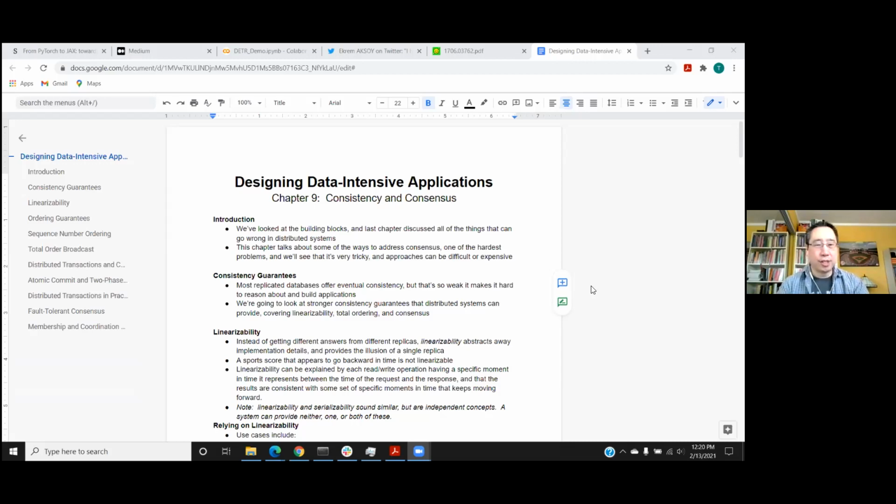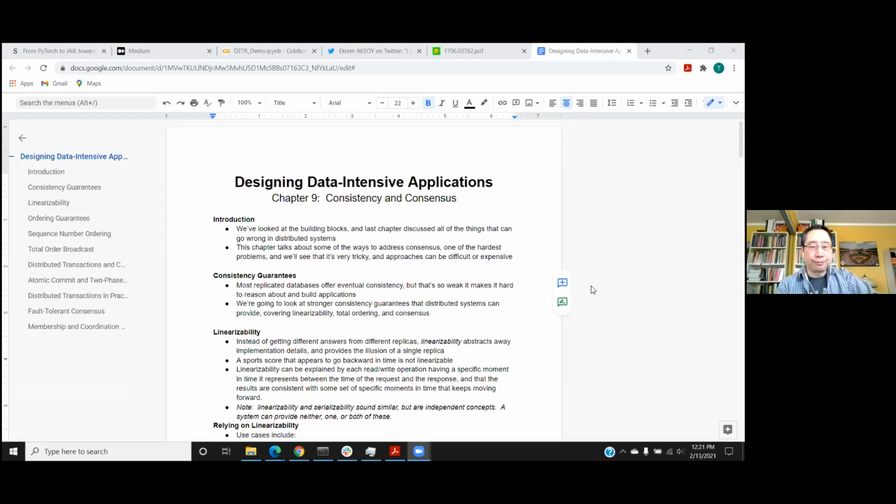And so this chapter ultimately builds towards consensus, which is necessary to give sort of a consistent view of the information to end users, but it's also necessary, excuse me, just for some internal operations. So just like leader elections. But we start out with sort of this view of consistency and working our way up. And so the first thing we talk about is consistency guarantees.